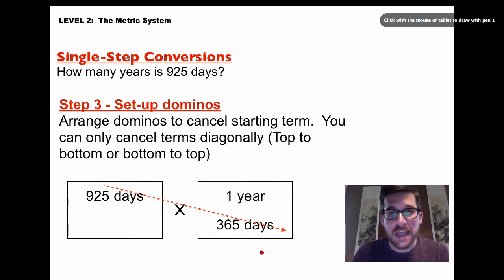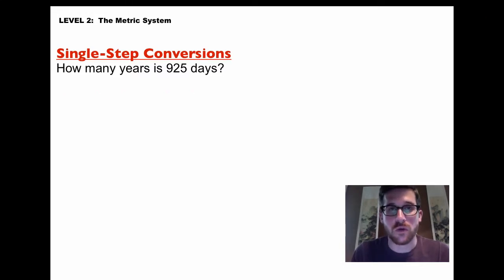Now notice I put the days on the bottom, right? Well, there's a reason for that. I can cancel the units of days when they are diagonal to each other. So the only time you can cancel or get rid of a unit is when they are aligned on a diagonal. You can also go from bottom to top. I almost always do just top to bottom because that's how I do the same routine over and over.